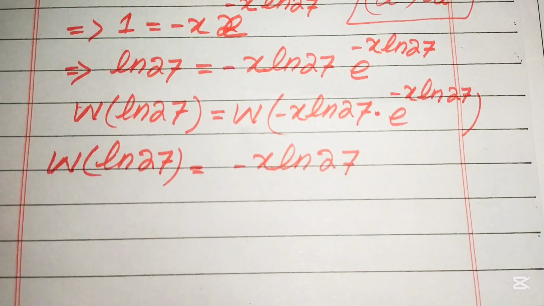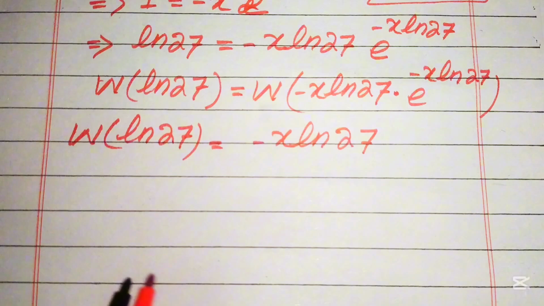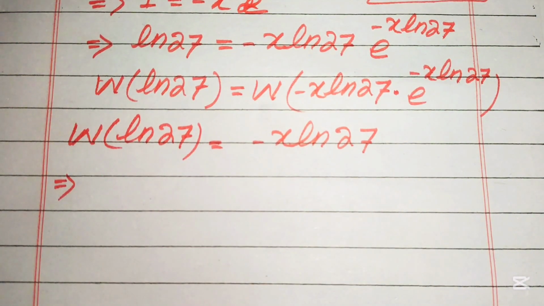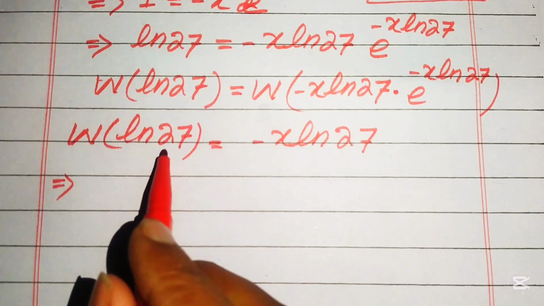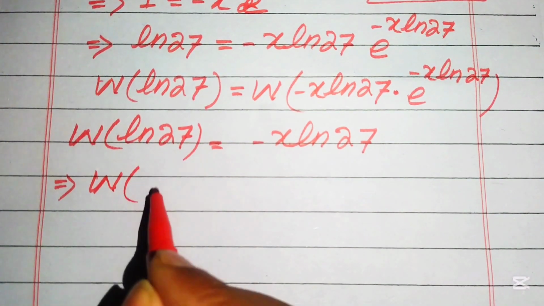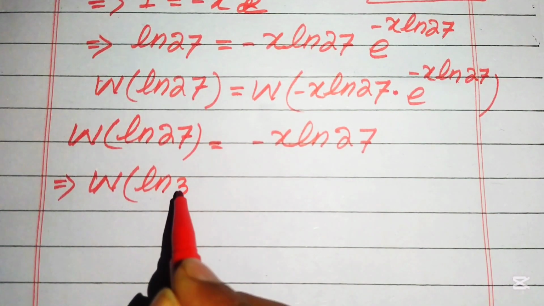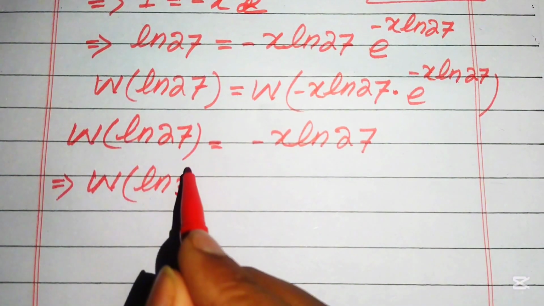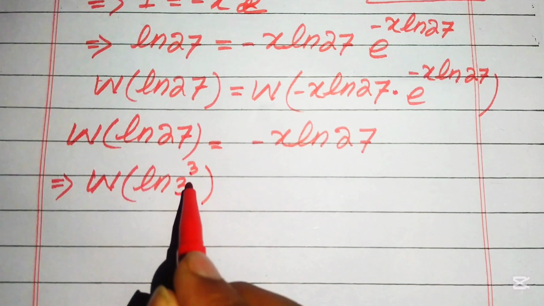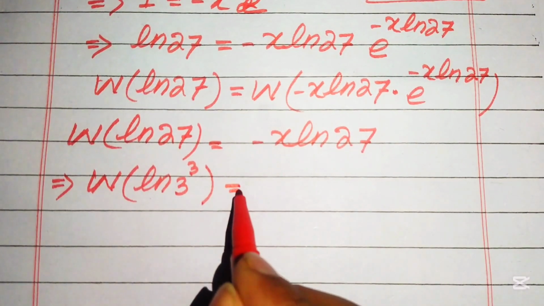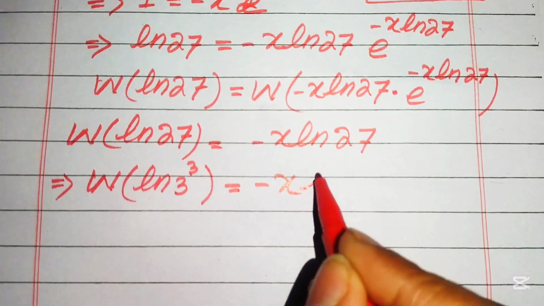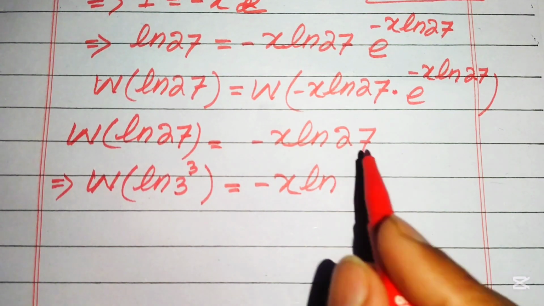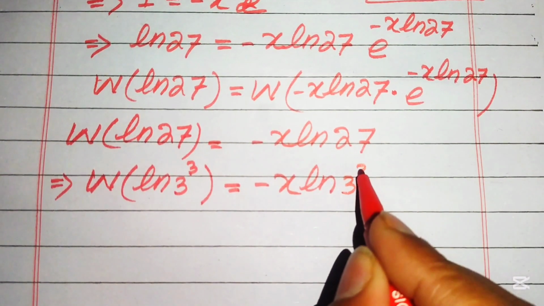Now we need to do some work on the left-hand side in order to find the value of x. We first write this 27 in prime factor form. The prime factors of 27 are 3 cubed, so 3 cubed equals 27, and this is equal to minus x into log of, here again you have 27, so we again replace this 27 with 3 cubed.